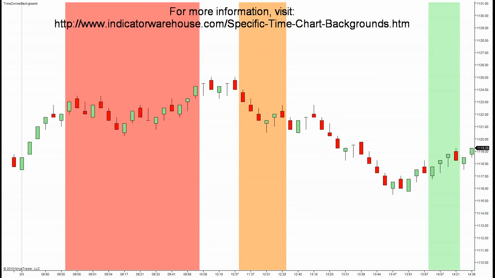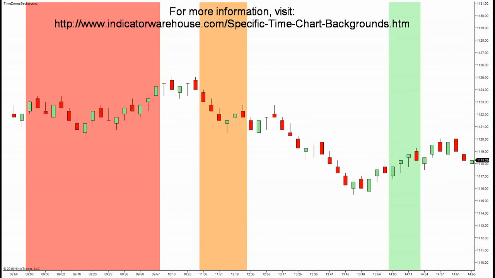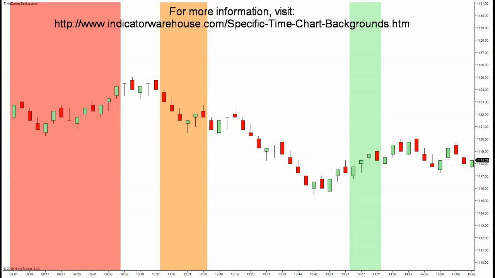And there you have it. So 3 different zones, all representing different things that are important to my trading strategies, all visually put on the chart. And it's just really a nice visual reminder of important things that you want to remember throughout your trading day.